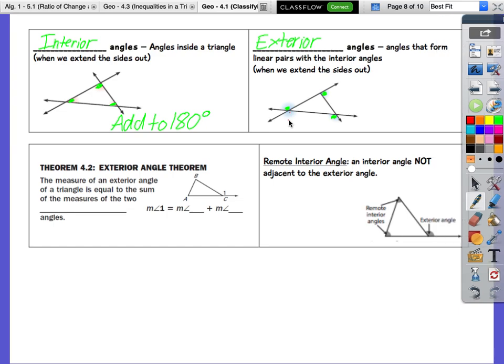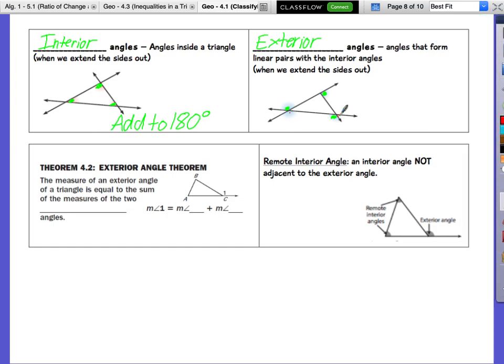Move your hand to the green dot. Yep, that one. Nope. Go below. Yep. So does this form a linear pair with the interior angle? No. So we can't do that one either. That's not a linear pair.